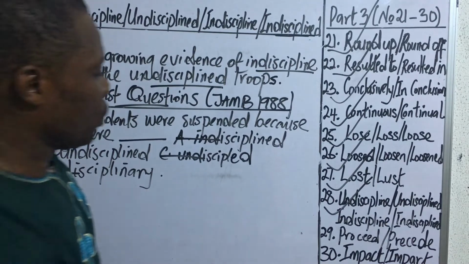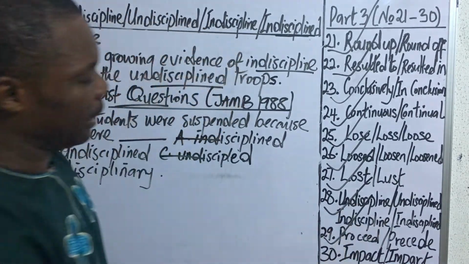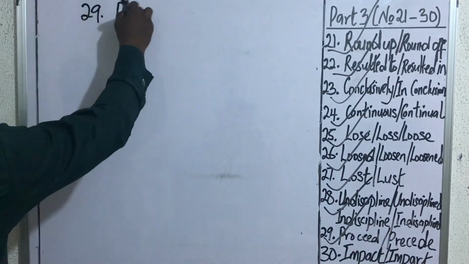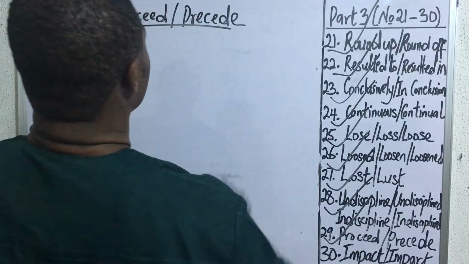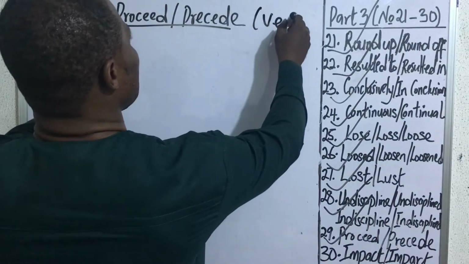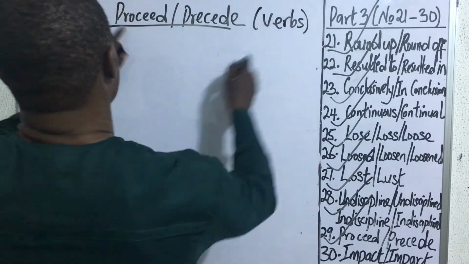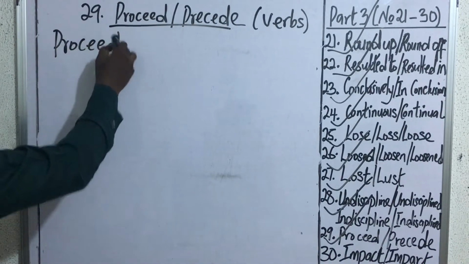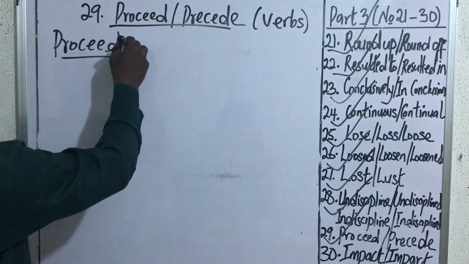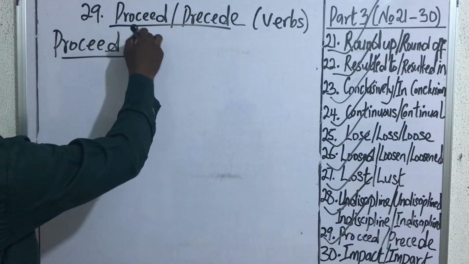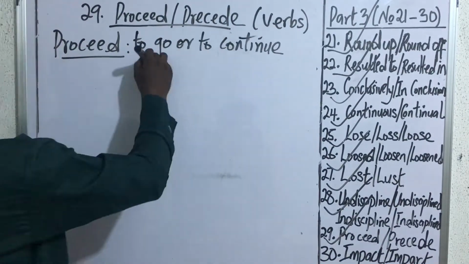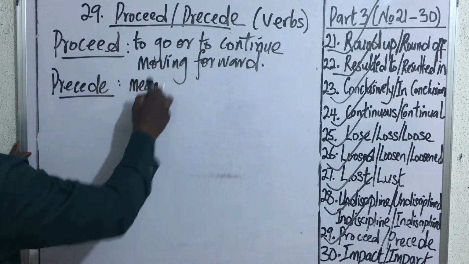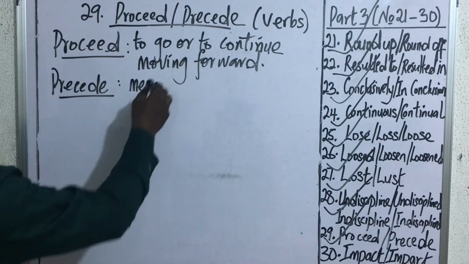We now move forward to item number 29 on our list, which is proceed/precede. These two words, proceed and precede, are verbs. Now let's look at the first one, proceed. This one means to go or to continue moving forward. The second word, precede, means for one thing to come before another.